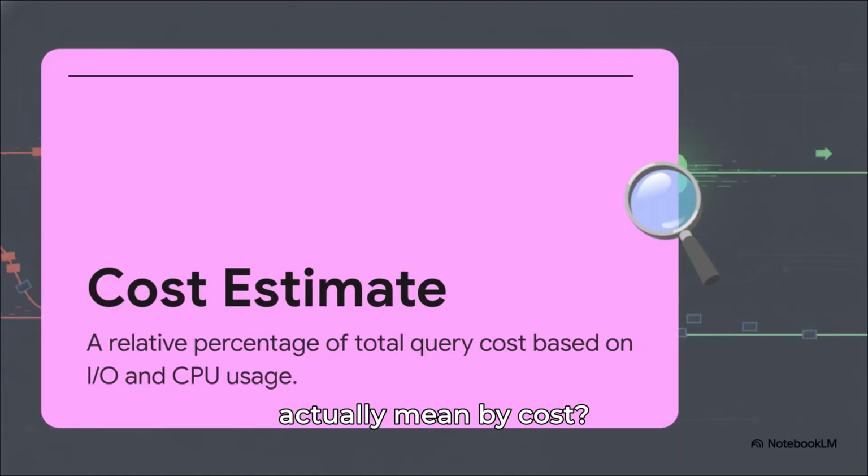But wait, what do we actually mean by cost? Well, a cost estimate is a calculated metric based on the I/O and CPU power needed to fetch the data. The optimizer assigns a cost to every possible execution path. Actually, scratch that. It evaluates the paths and just picks the absolutely cheapest one. That color-coded gauge on your node, it's showing you that specific operation's relative percentage of the total workload. If a node is consuming a huge chunk of the cost, that is exactly where the engine is struggling.